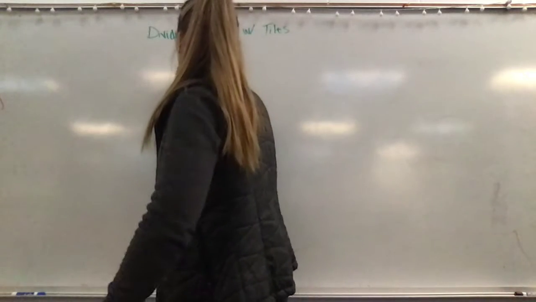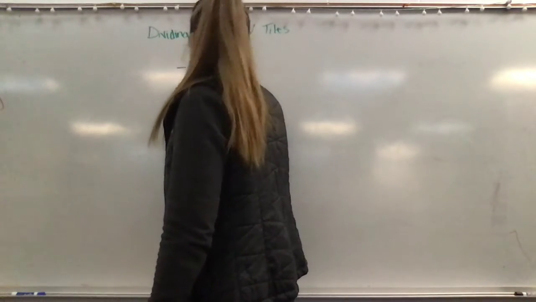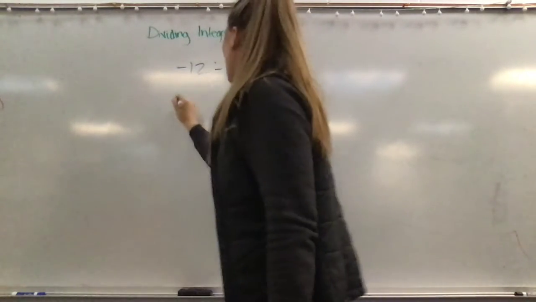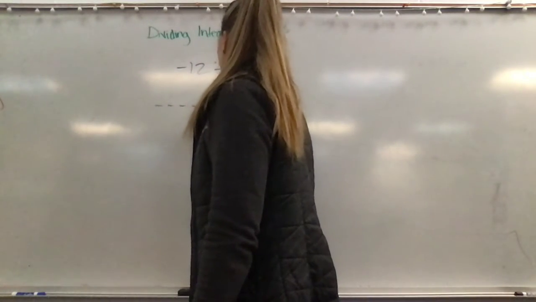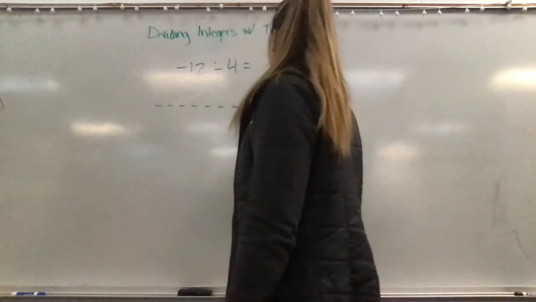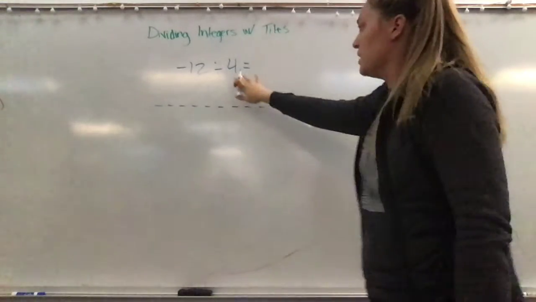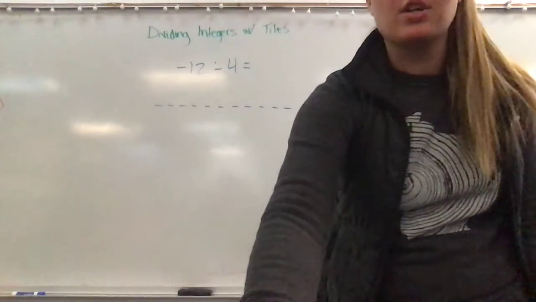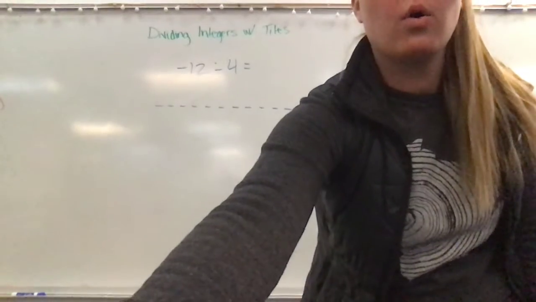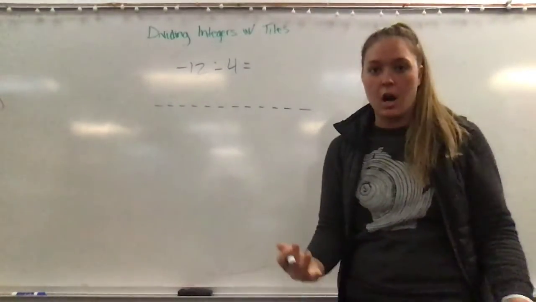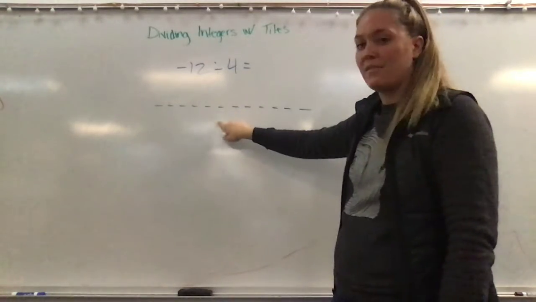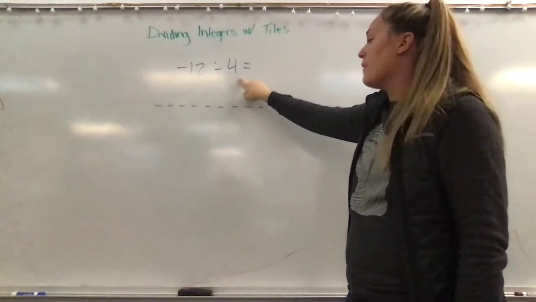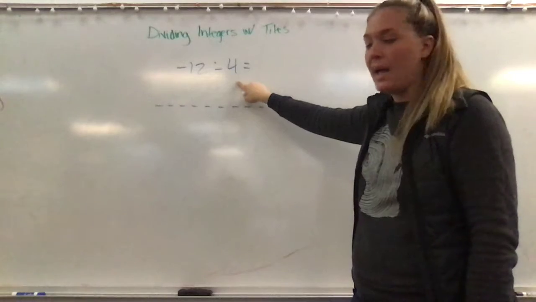So let's do negative 12 divided by 4. So I gotta remember, I start with what I have. 1, 2, 3, 4, 5, 6, 7, 8, 9, 10, 11, 12. This 4, remember we talked about, could either be what's in each group or the number of groups that there are. Well, I can't put 4 in a group because I only have negative tiles. So this is going to have to represent how many groups I have.